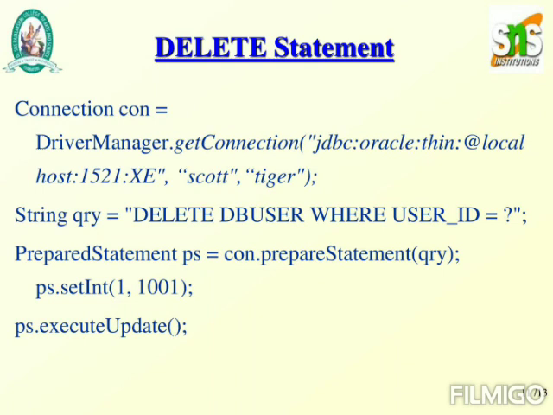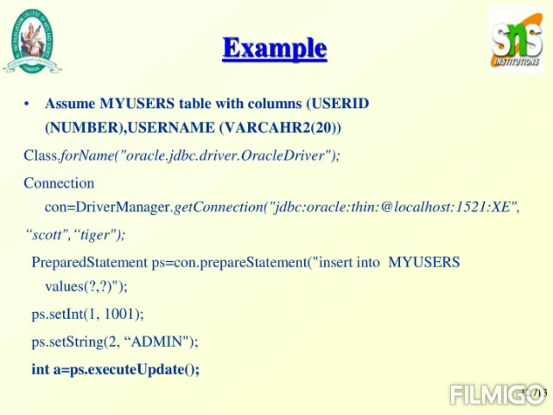Now in this example, I'm assuming I'm using a table called my user with columns called user ID and username. Here for Class.forName, I have given the Oracle JDBC driver, and I have established a connection. Then with the help of your prepared statement, I have created an object called PS. I'm going to insert a value into my user, inserting user ID and username, with user ID as 1001 and username as admin.